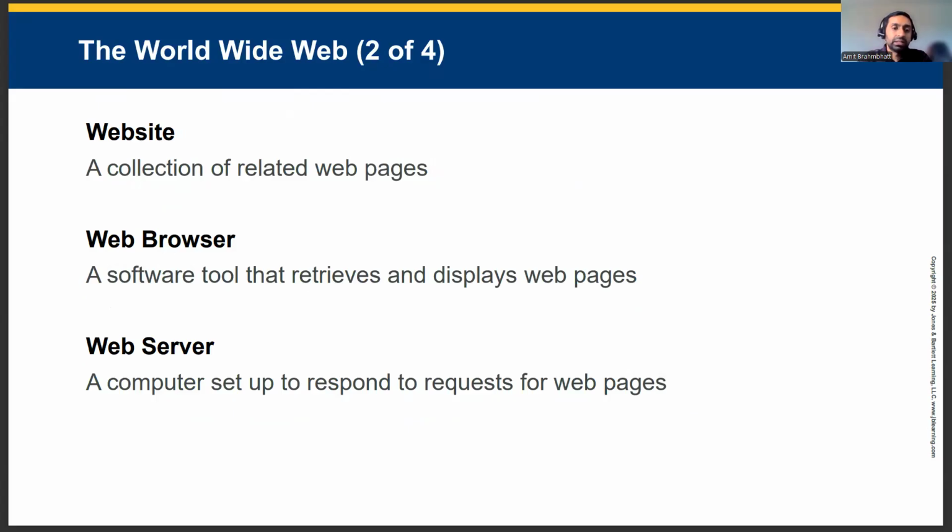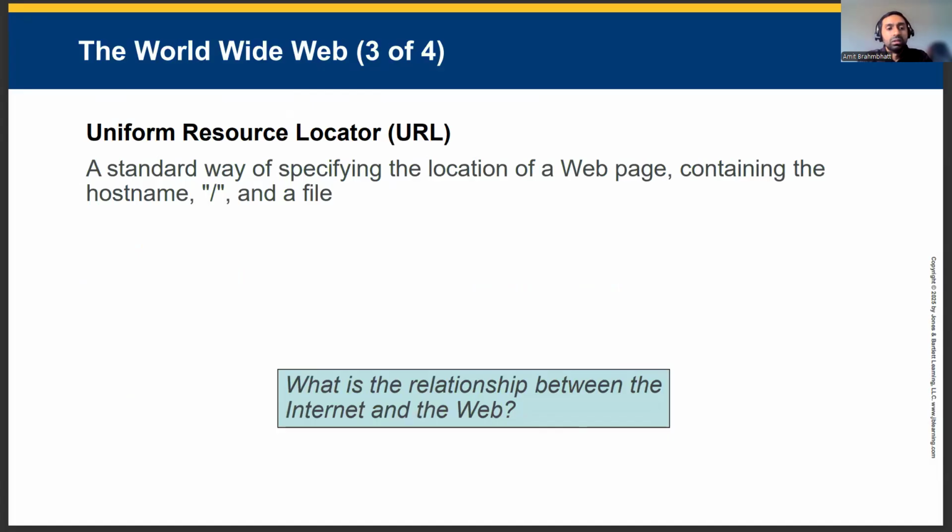A website is a collection of related pages under a single domain. A web browser is the software we use to retrieve and display these pages. A web server stores and provides access to this content when requested. Every time you type a URL or click a link, your browser communicates with a server to fetch the appropriate file. A URL, Uniform Resource Locator, specifies where a web page is located, its hostname, and the path to a file.